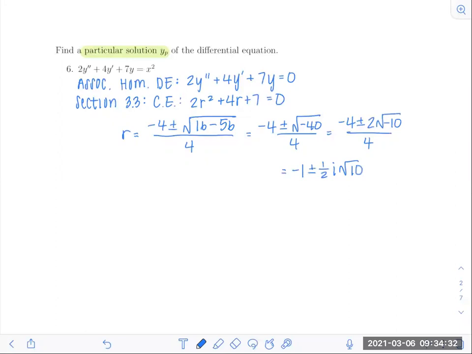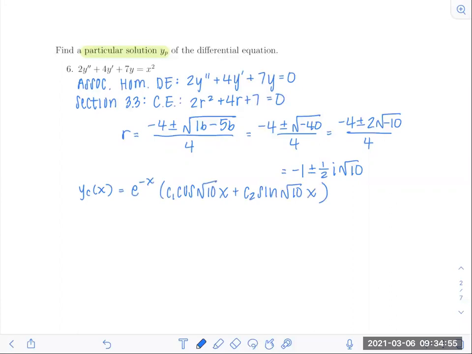Based on that, I can set up my complementary function, notice the subscript c there, as e to the negative x, c1 cosine square root of 10x plus c2 sine square root of 10x.